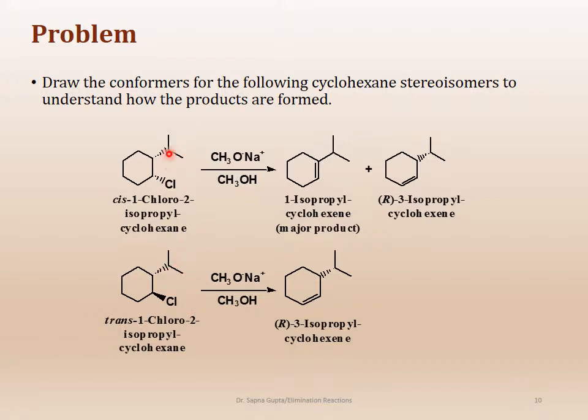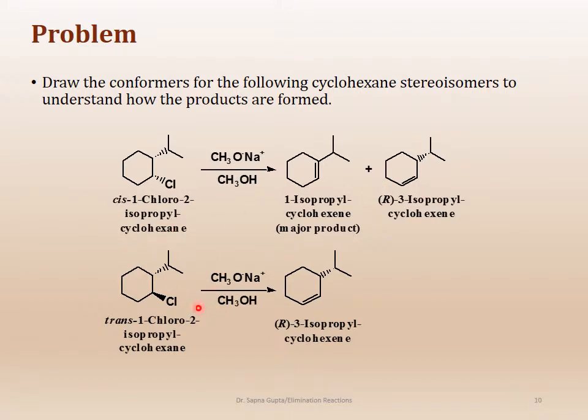So when you have a cis relationship and an elimination reaction happens, you end up getting two products. This one over here, the first one, is the major product, and this is the more substituted alkene. This is the Zaitsev's product. This one over here, the second one, is not the Zaitsev's product. This is the Hofmann product, and this is the minor product. So then you have to tell me why this happens.